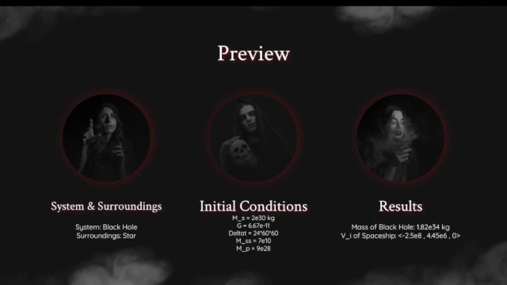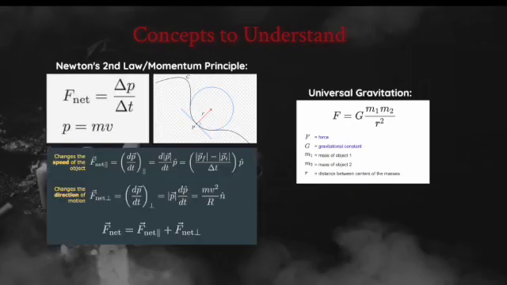The initial conditions are as listed below, and then finally for the results, the mass of the black hole was 1.82 times 10 to the 34th kilograms, and the initial velocity of the spaceship was negative 2.5 times 10 to the 8th, 4.45 times 10 to the 6th, and then 0 in the z direction.